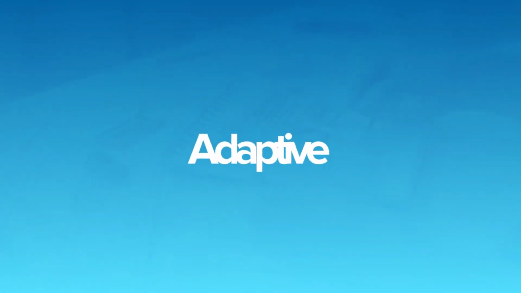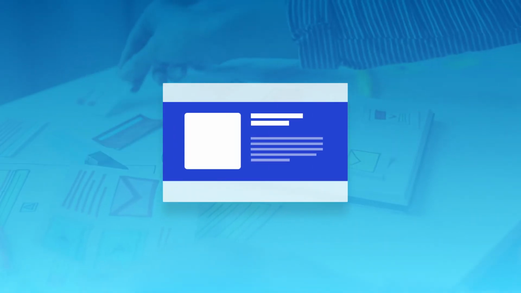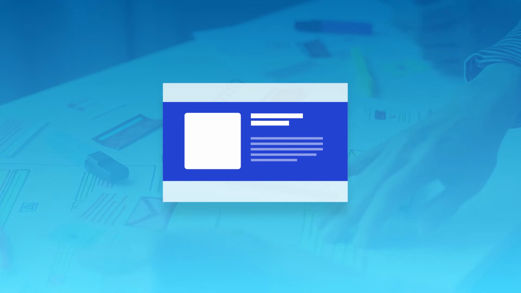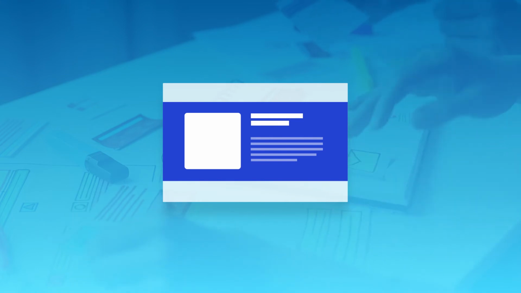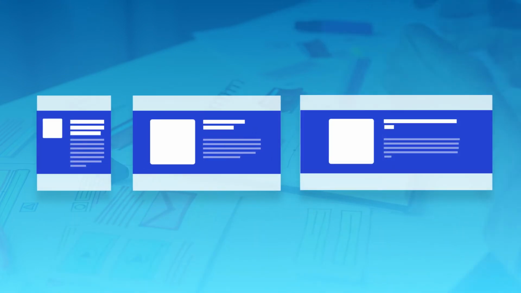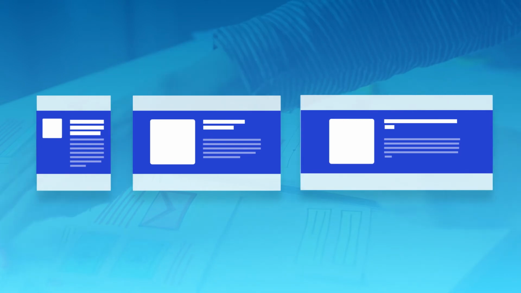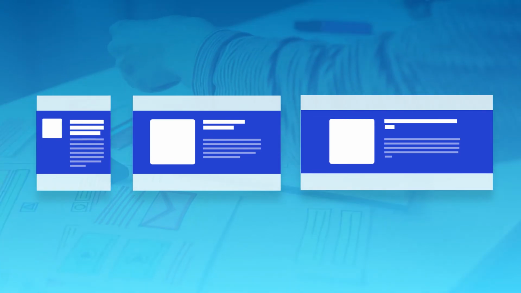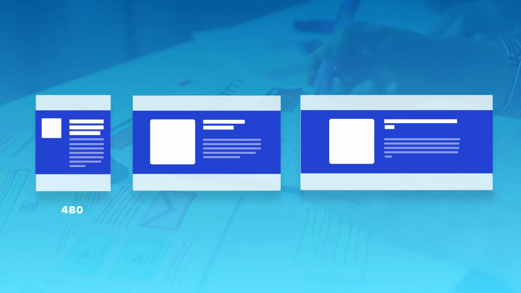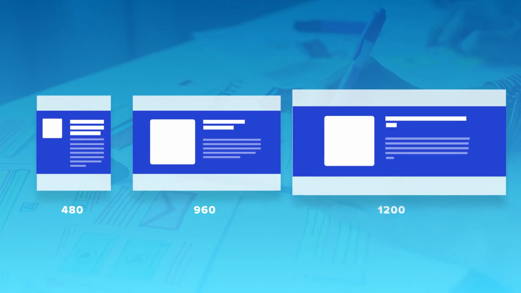Adaptive website design. Like a responsive website, this design detects the screen size and adjusts the page layout accordingly. But what's the difference? Here, there are preset parameters for how the site will adapt to the platform. In this case, designers will create an adaptive site for the usual screen widths, such as 480, 960, 1200, etc.